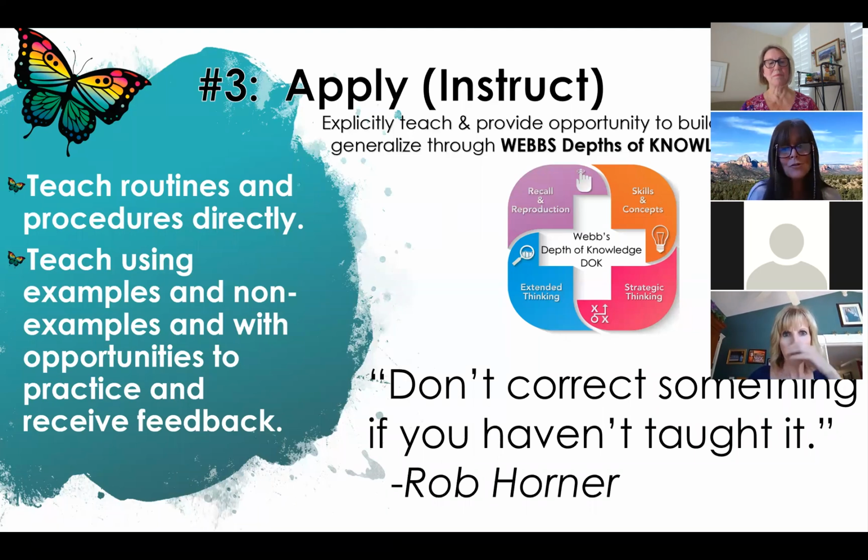And I always use Webb's depth of knowledge to help me see how to teach those social skills. So kids can recall really easily. Well, entering the classroom, it's about being quiet, and we're respectful that way. But then we want to make sure that we have examples and non-examples so they can compare and contrast, right? So we look at skills and concepts. And then strategic thinking really goes back to having kids apply it differently.